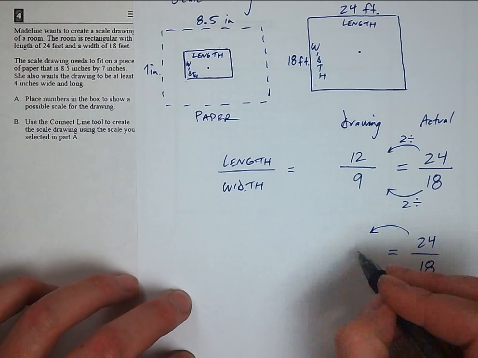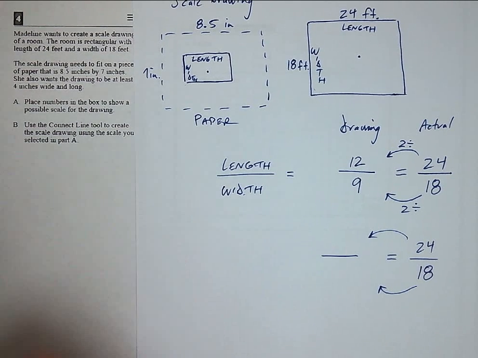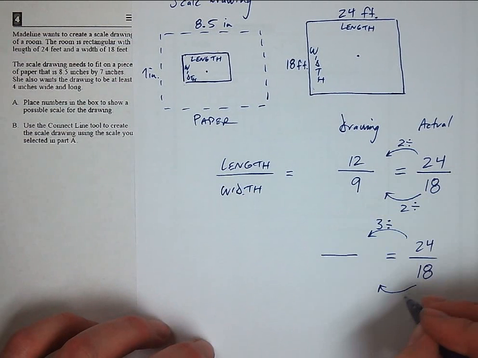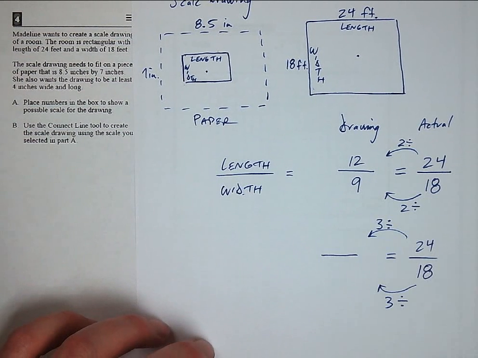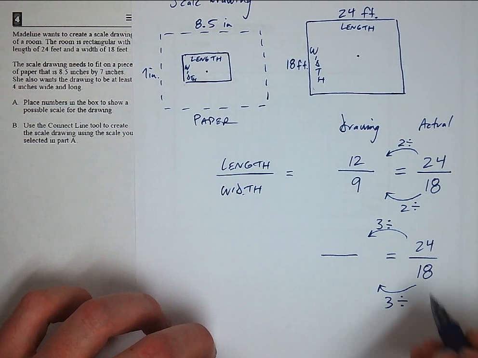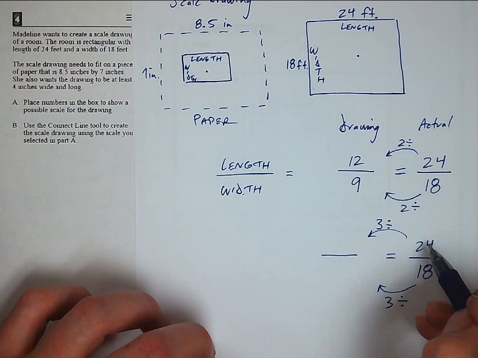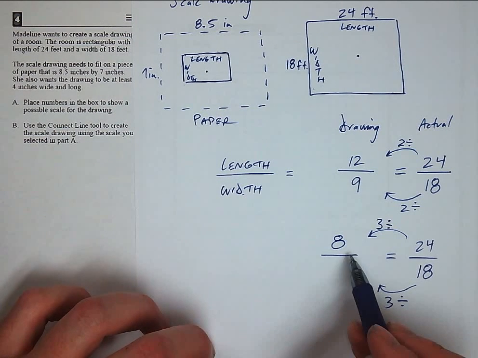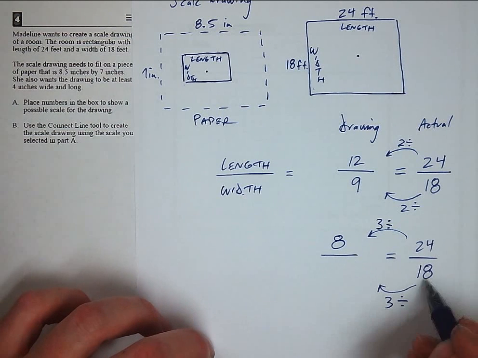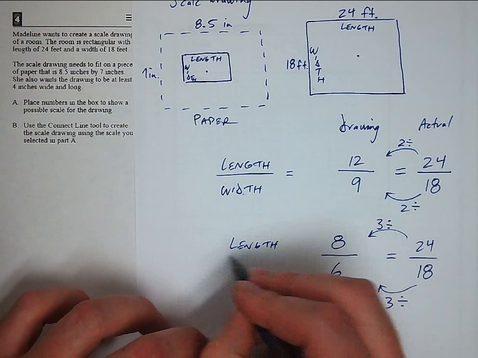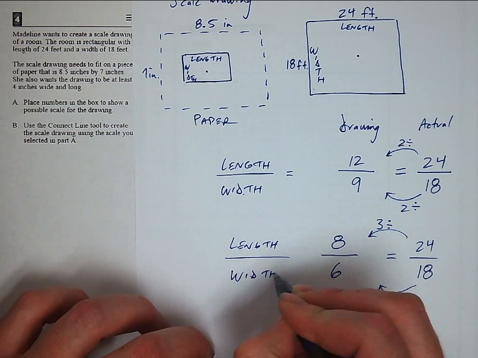We can divide by something else. What can we divide by? On the top and the bottom, you might be thinking, let's try to divide by 3. Because 3 is a factor of 24, and it's also a factor of 18. 24 divided by 3, as we know, is 8, which means that the length will be 8, and 18 divided by 3 is 6. Again, this is the ratio of length to width for our drawing.